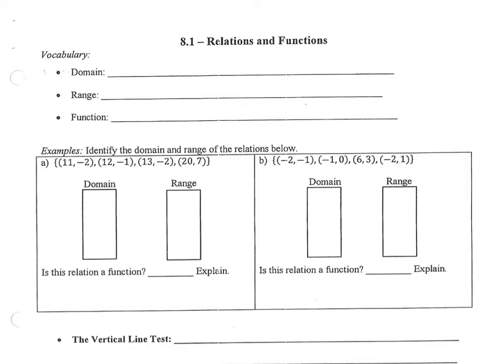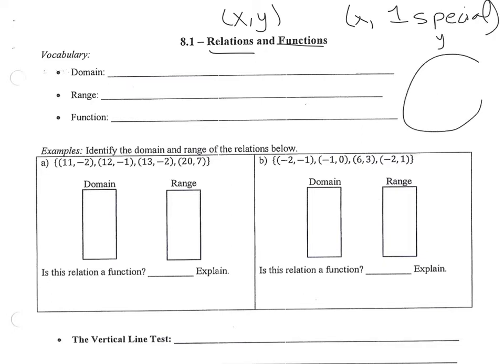Okay, 8.1 is about relations and functions. So a relation is just an x and a y. You can graph an x and a y, you can write x and y as a list of ordered pairs, you can do what's called a mapping, which is right here, and I'll show you how to do that. But it's just a relationship between an x and a y. A function is a special type of relationship, such that for each x there's one special y.